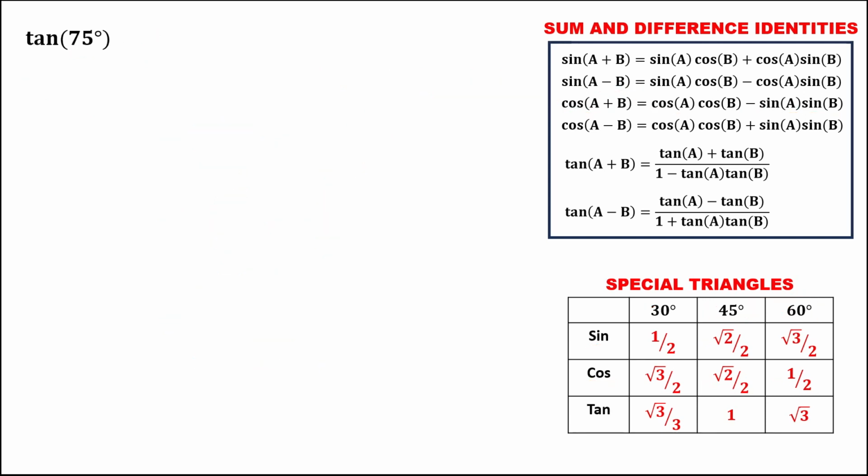Then for tangent 75 degrees, since tangent 75 is equal to 30 plus 45, this becomes tangent 30 degrees plus 45 degrees. So this is A and B. So we have tangent of A plus B.